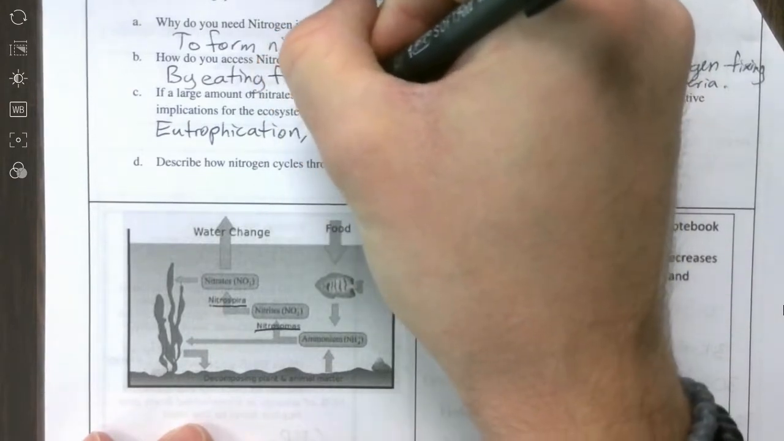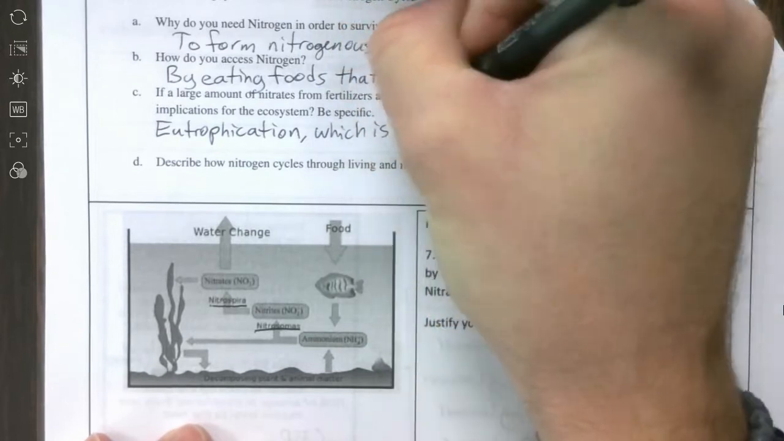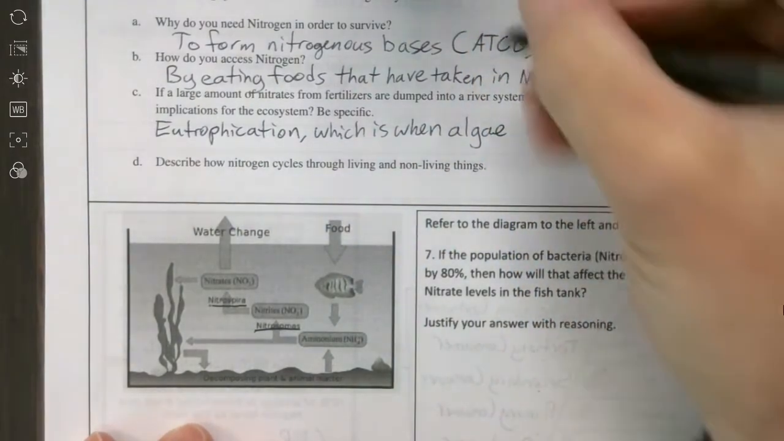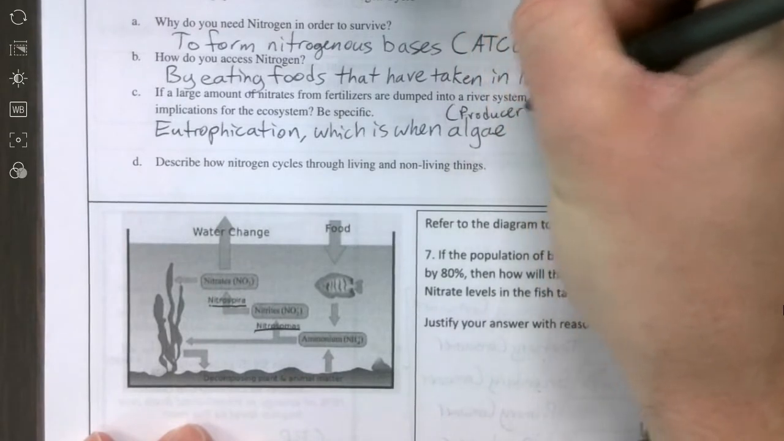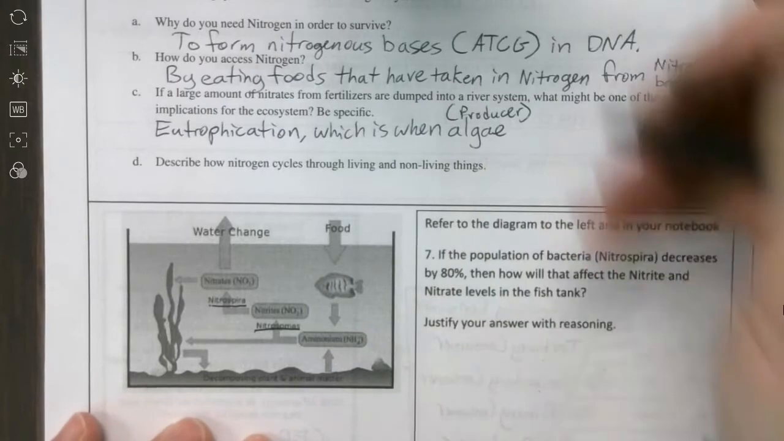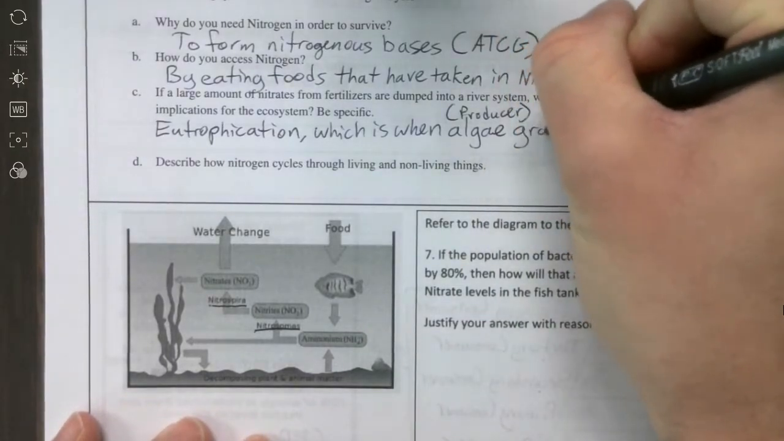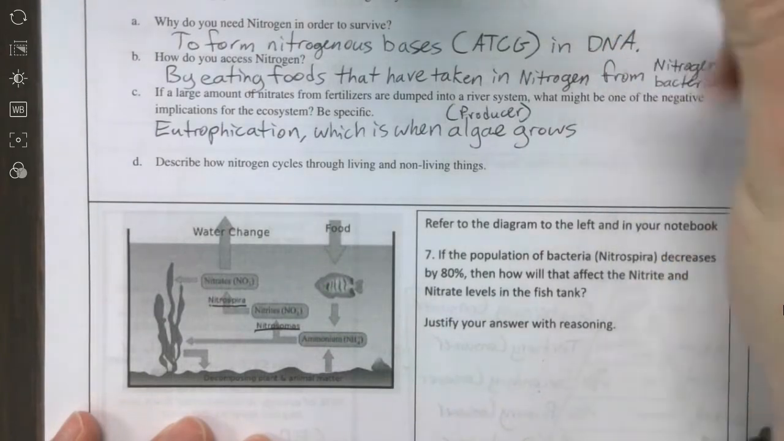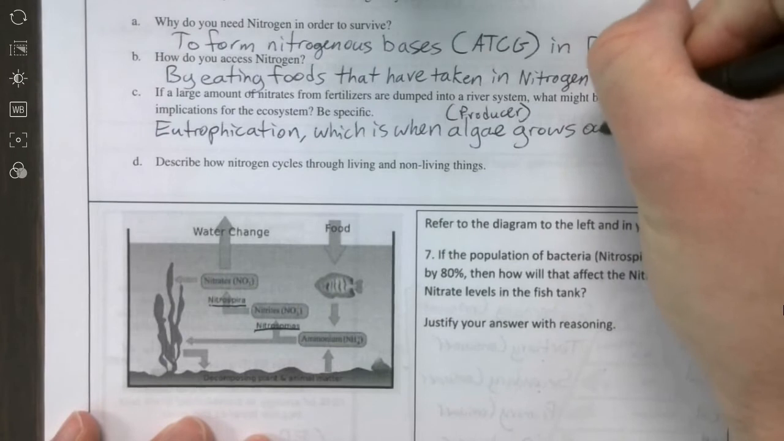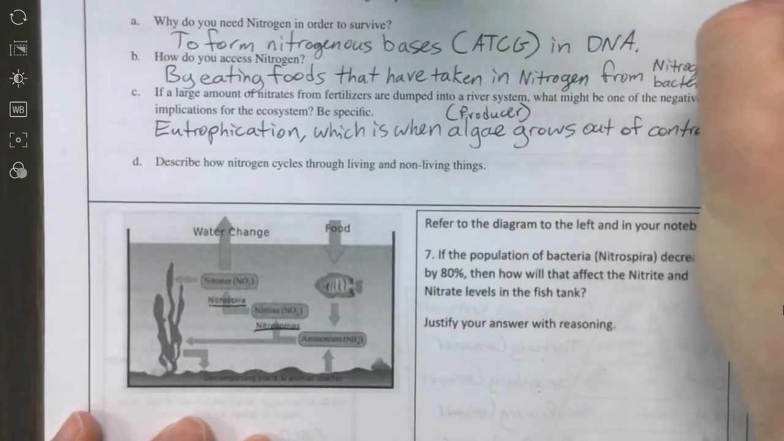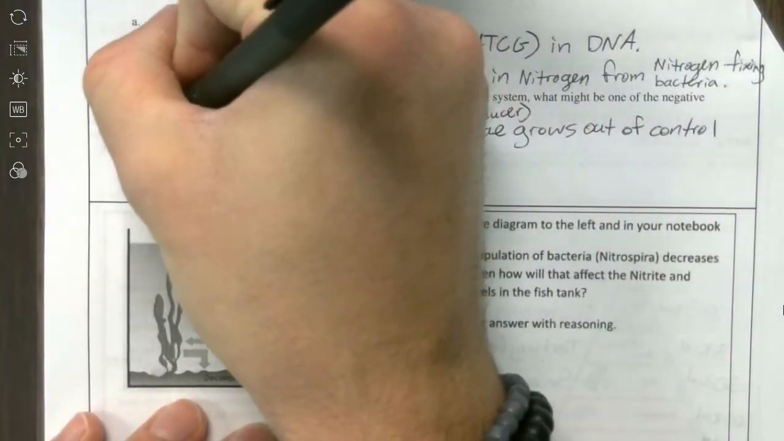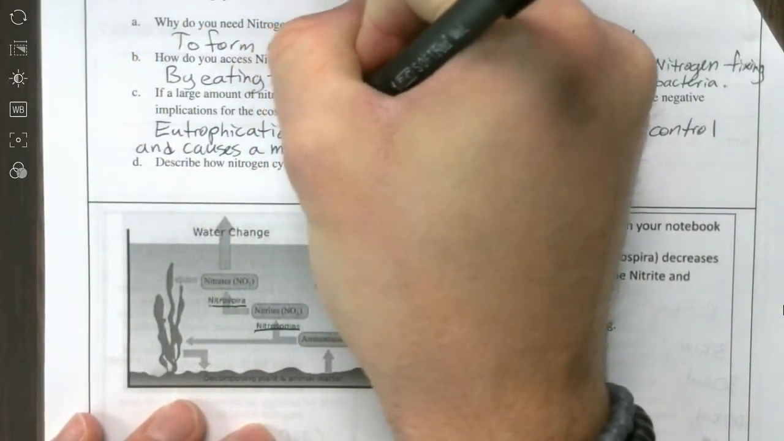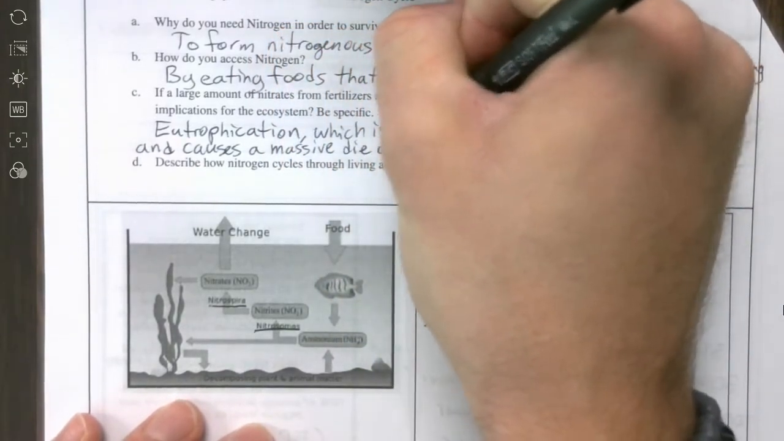And eutrophication is when algae, which is a producer, it creates food from the energy of the sun, grows, we could say exponentially, but let's probably not use that term here, grows out of control, let's say, and causes a massive die-off in the ecosystem.